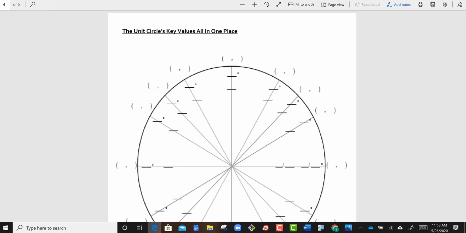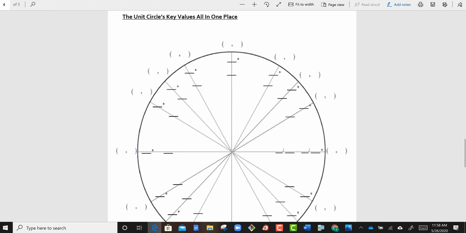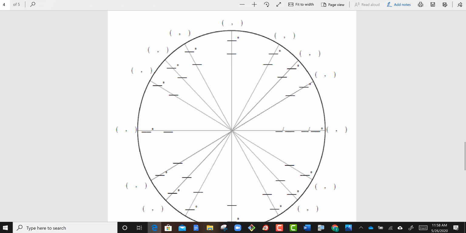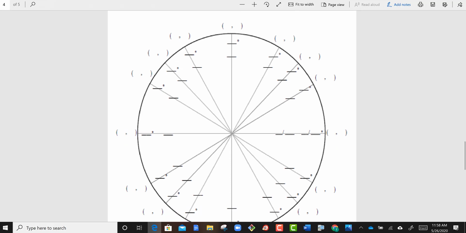All right, so we're going to work on getting all of the unit circle's key values in one place. This is an effective way to memorize some of these answers from the unit circle. So first off, let's label all of the degrees, the main angles of the unit circle. First, we're going to start at 0 degrees, and then we can also say 360. It's both 0 and 360 degrees.